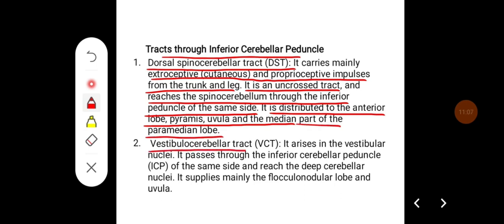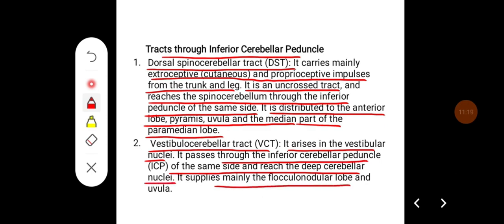The vestibulocerebellar tract, it arises in the vestibular nuclei. It passes through the inferior cerebellar peduncle of the same side and reaches the deep cerebellar nuclei. It supplies mainly the flocculonodular lobe and uvula.